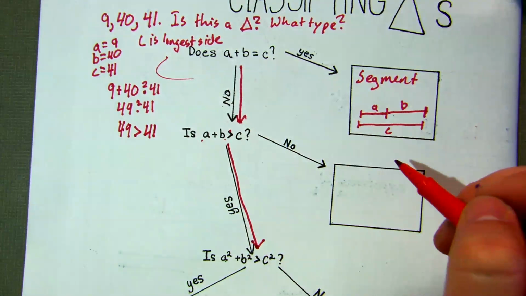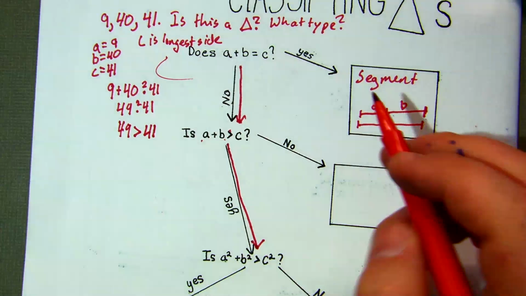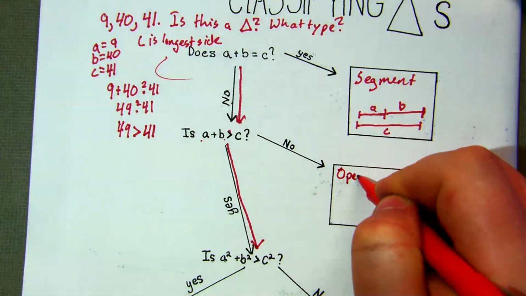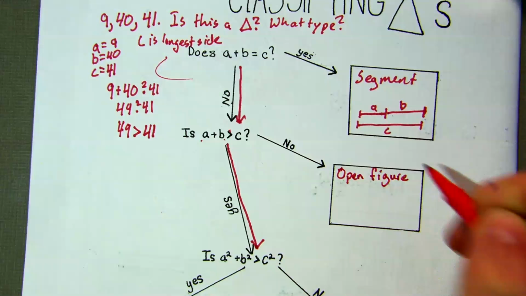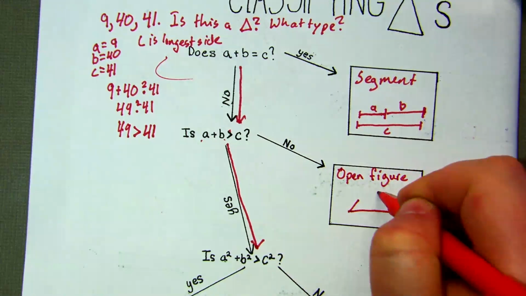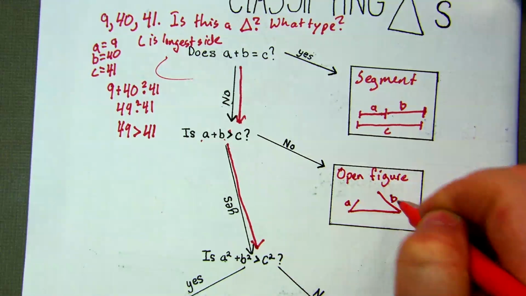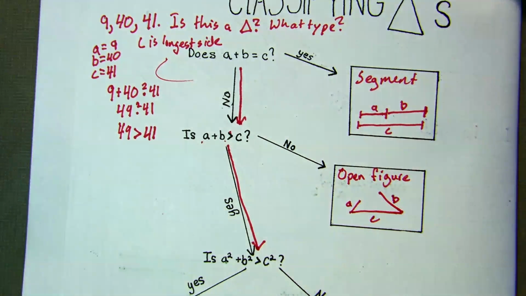Now let's say we had like 1, 2, and 4. Then we would have gone no, and we would have been an open figure. And that would look something kind of like this. An open figure happens when our sides aren't long enough to meet.